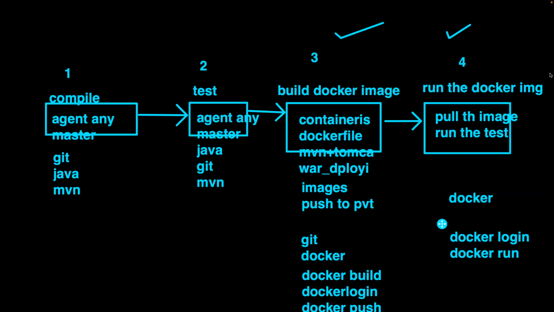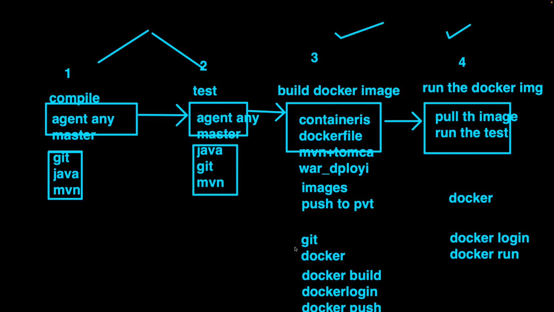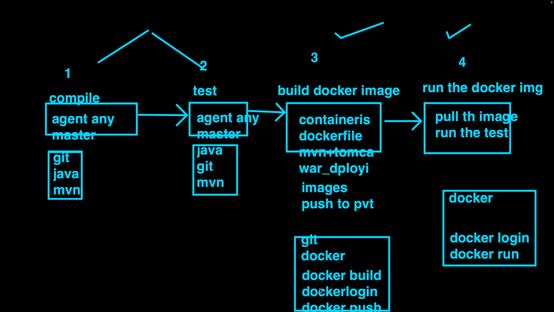Yeah, these are 4 different servers. Of course, the first 2 I'm running on master. If you want, you can put it on any other machine also. What tools should be there on each server, I have written here. These tools should be present here, these tools on the second server, these tools and commands on the third one, these on the fourth. Right? In the fourth stage, along with run, we need to pull also.